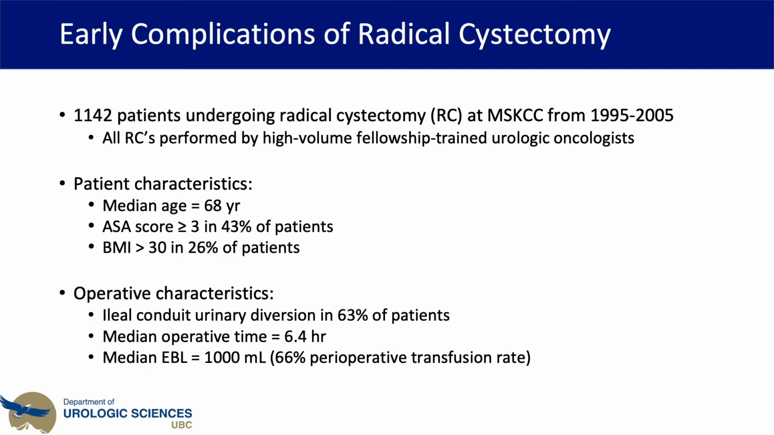Just for baseline, some of the patient characteristics: median age of 68 years, ASA score 3 or 4 in 43% of the patients, and 26% of the patients had an elevated BMI over 30. Some interesting operative characteristics: 63% of these patients had a conduit. The remaining had a continent diversion. Median operative time was 6.5 hours, and actually 2/3 of the patients did require a blood transfusion.